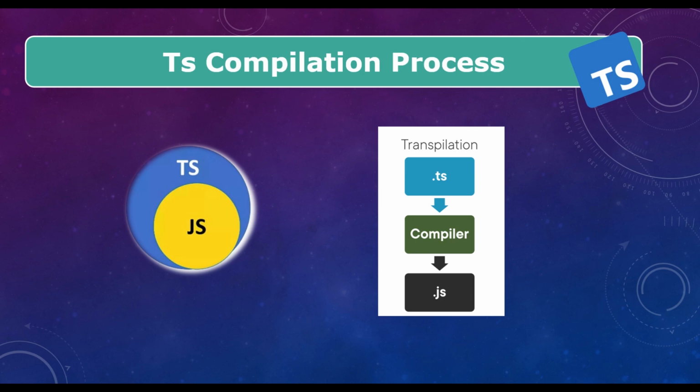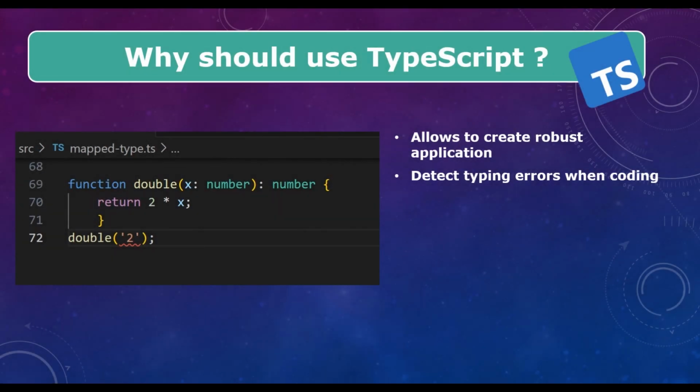And why should we use TypeScript? It allows us to create a robust application. We can detect typing errors when we are coding. And you can see we got a function double. It takes x as parameter. And I said that x should be a number. And this double function should return a number.